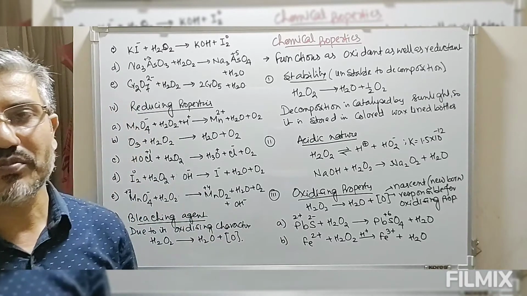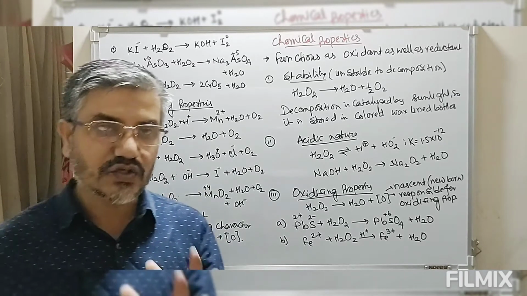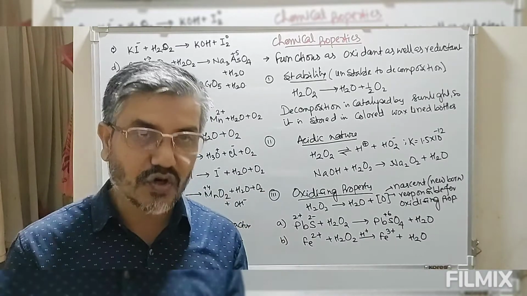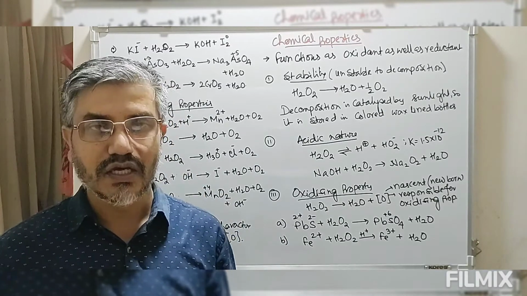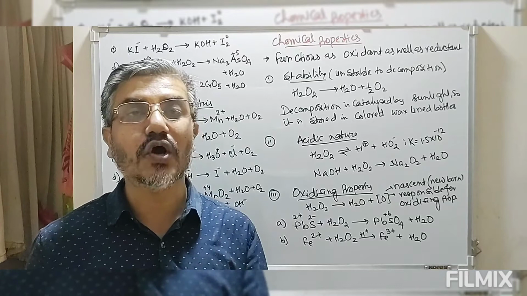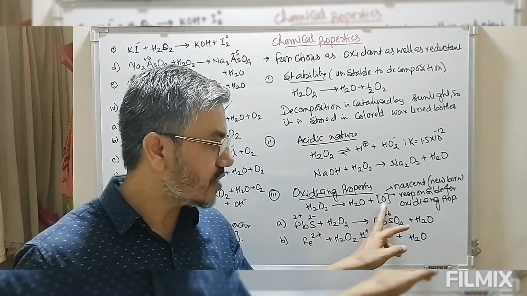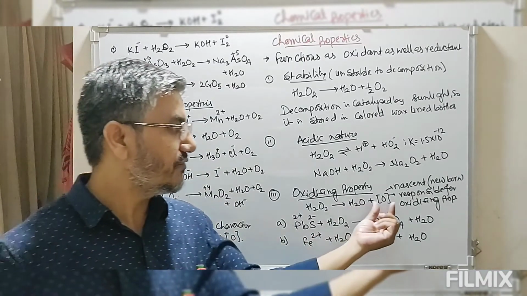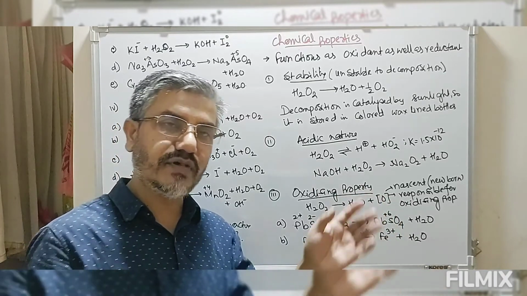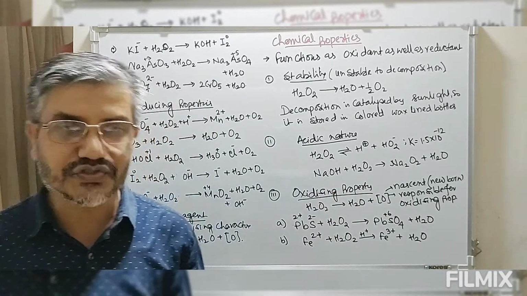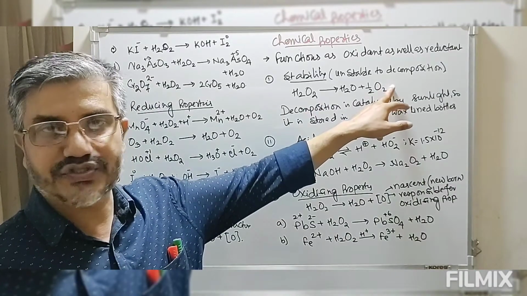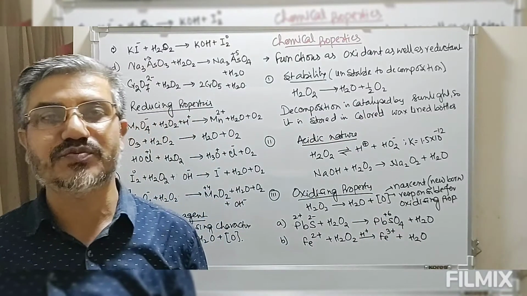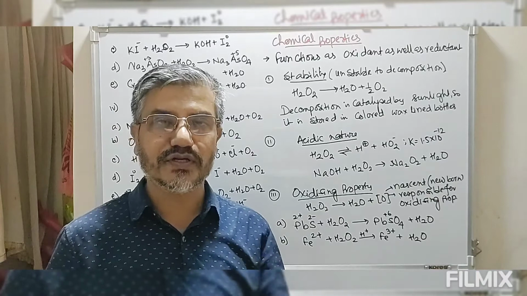Now coming to the oxidizing properties. The oxidizing property of hydrogen peroxide arises because on decomposition it gives liquid water and nascent oxygen. Nascent oxygen means newborn oxygen, which is very strongly oxidizing. This nascent oxygen is responsible for the oxidizing property of hydrogen peroxide. Being very unstable, it immediately combines with another nascent oxygen to give molecular oxygen. So this was the reason why I gave you molecular oxygen here. But initially this is the nascent oxygen, and this nascent oxygen is responsible for the strong oxidizing property of hydrogen peroxide.